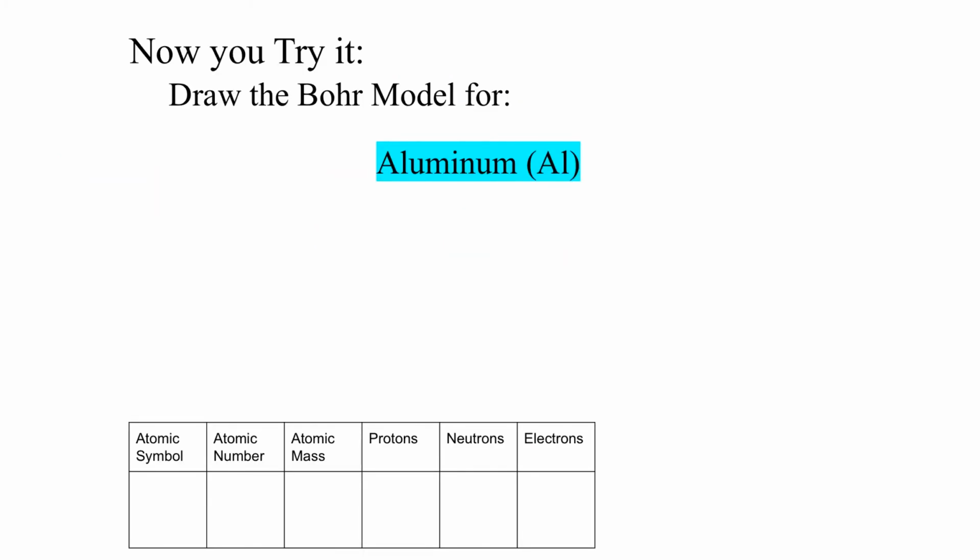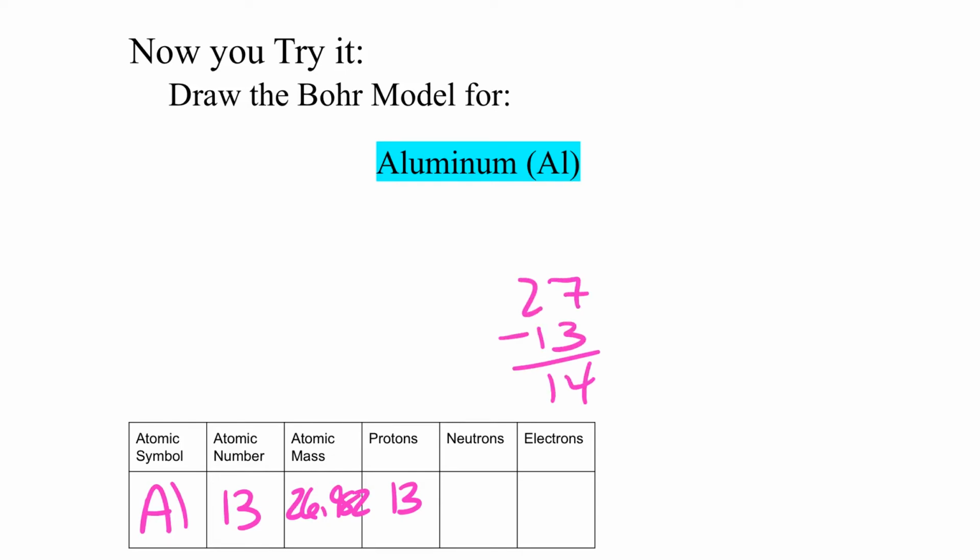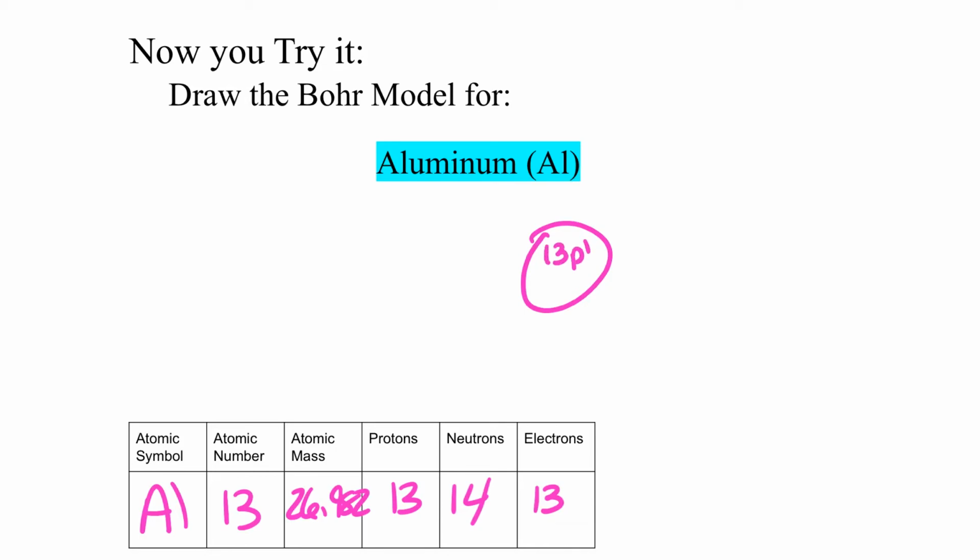Now you try the Bohr model for aluminum. So aluminum's atomic symbol is Al. Its atomic number is 13. Its atomic mass is 26.982. It has 13 protons. It has 27 minus 13, 14 neutrons, and 13 electrons. And then I'm going to erase that so I can have room to draw. So I need to first draw my nucleus, and I'm going to write 13p plus, 14n naught.